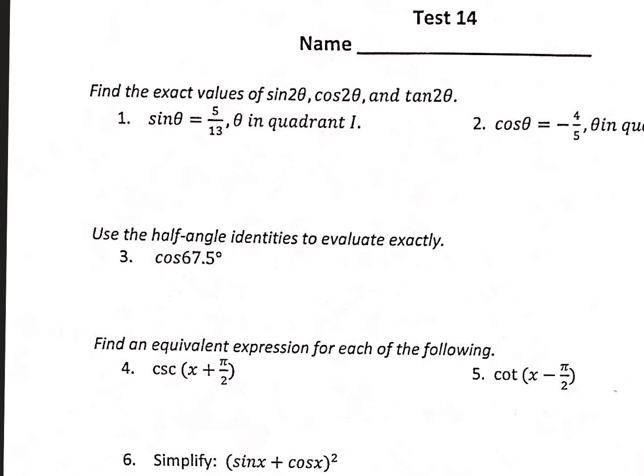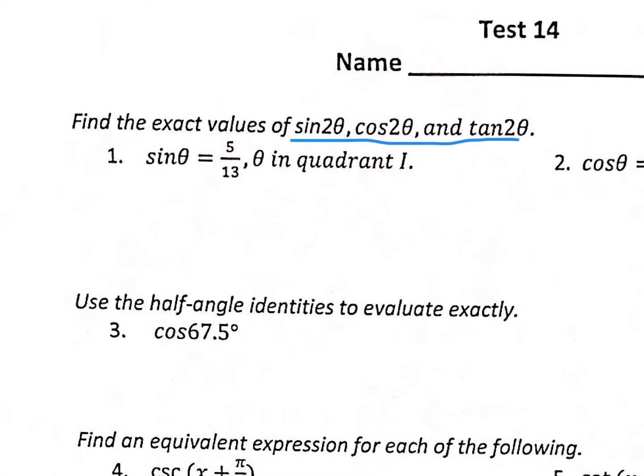And one thing you should find on your identity page or your formula page are the formulas for sine 2 theta, cosine 2 theta, and tangent 2 theta. And they're located on the back, I believe. Actually, yeah, on the back of your identity page. You should see those. And that's what I'm going to use here. So the first one says sine 2 theta.